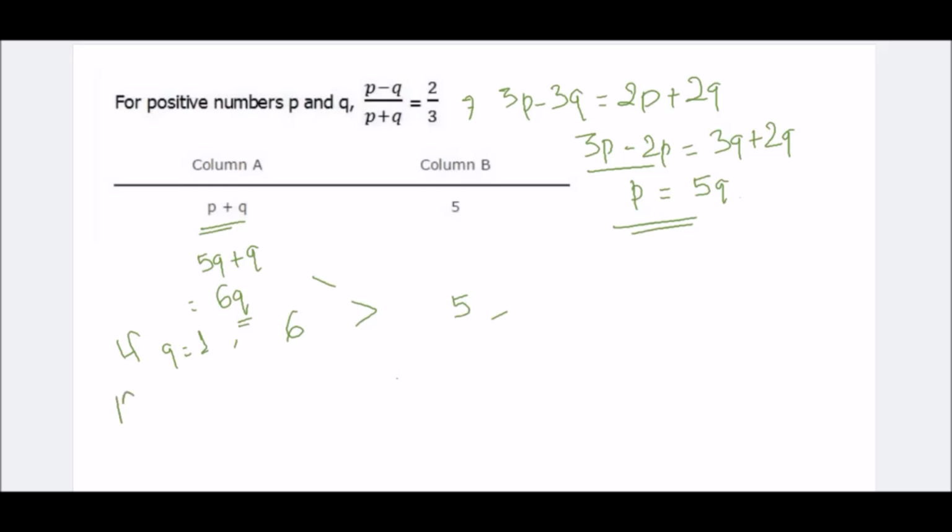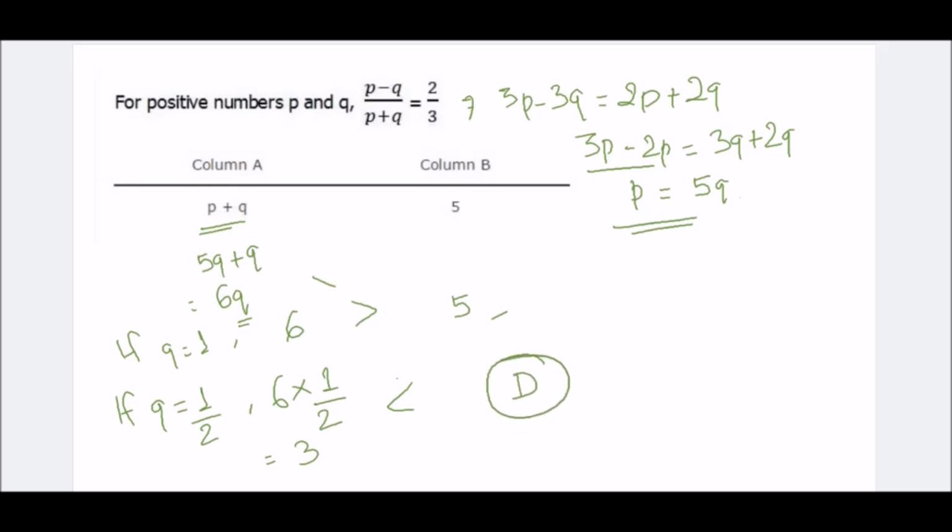So let's consider Q is equal to 1 by 2. Then substitute it here. 6 into 1 by 2 will be 3, and here the column B is 5. So which one will be greater? B is greater. So in the first condition A is greater, and in the second condition B is greater. That's why the relationship is not determined, and we'll choose option D.